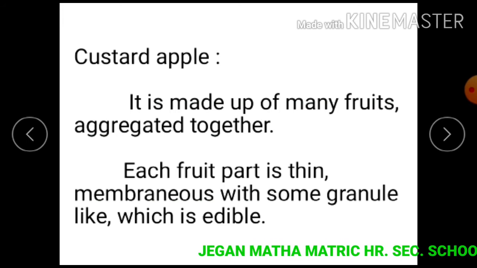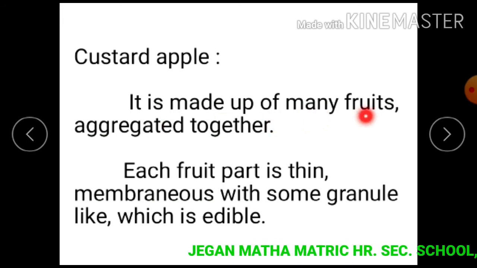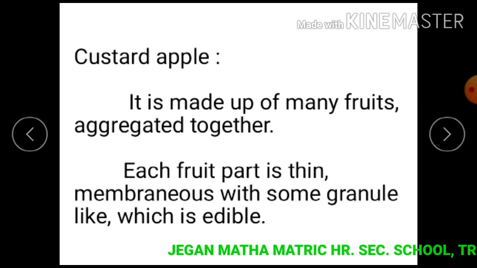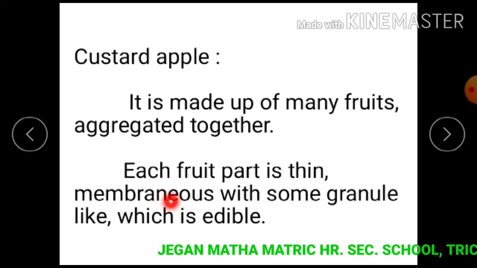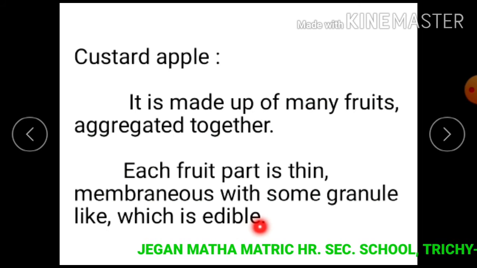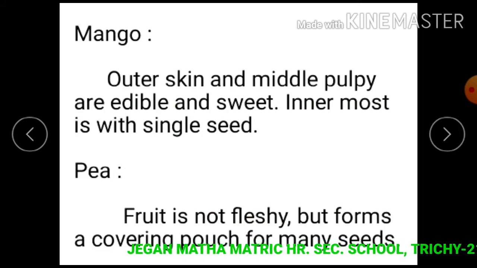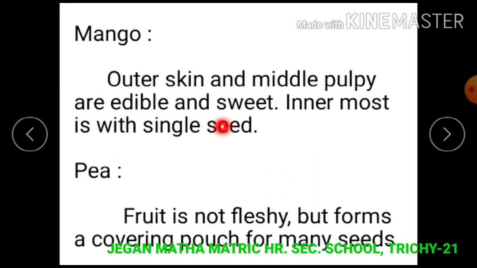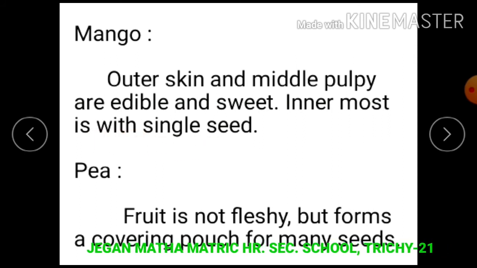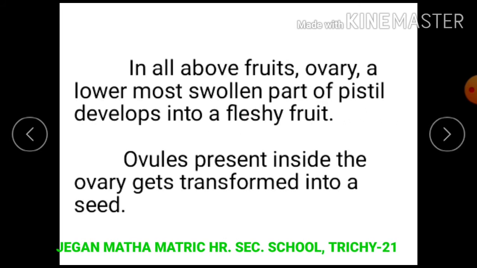Custard apple. It is made up of many fruits aggregated together. Each fruit part is thin, membranous with some granules which are edible. Mango. Outer skin and middle pulp are edible and sweet. Innermost is a single seed. Peas. The fruit is not fleshy but forms a covering pouch for many seeds.